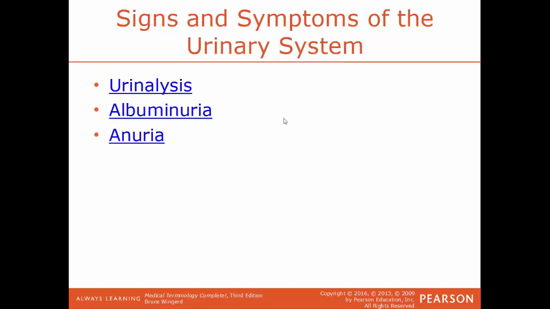All right, now we'll go over some particular signs and symptoms of the urinary system. The first one, urinalysis. This is the analysis of urine, either by physical or chemical or microscopic means, usually to test for drugs or disease. Albuminuria. This is the presence of having albumin or protein in the urine. Anuria, if you were to break down this term. An means without. Then uria means urination.